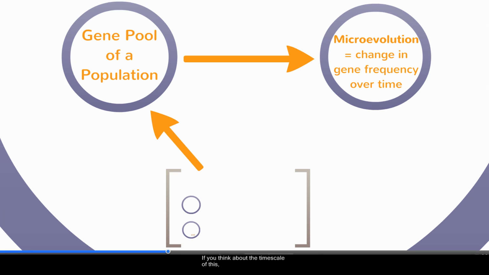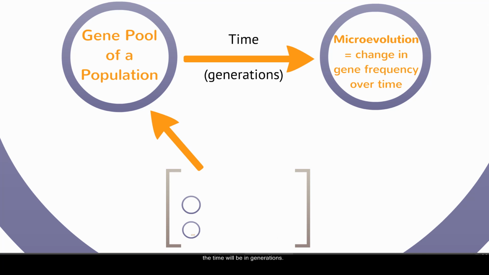And if you think about the time scale of this, the time will be in generations. And that gives you a hint about evolution that it's not quite the same for different species. So a fly is going to evolve at a faster rate than an elephant or a whale. The length of a generation is going to determine how fast a particular species can evolve. Some species like bacteria can reproduce every 20 minutes, and so they're going to have a very fast rate of evolution.